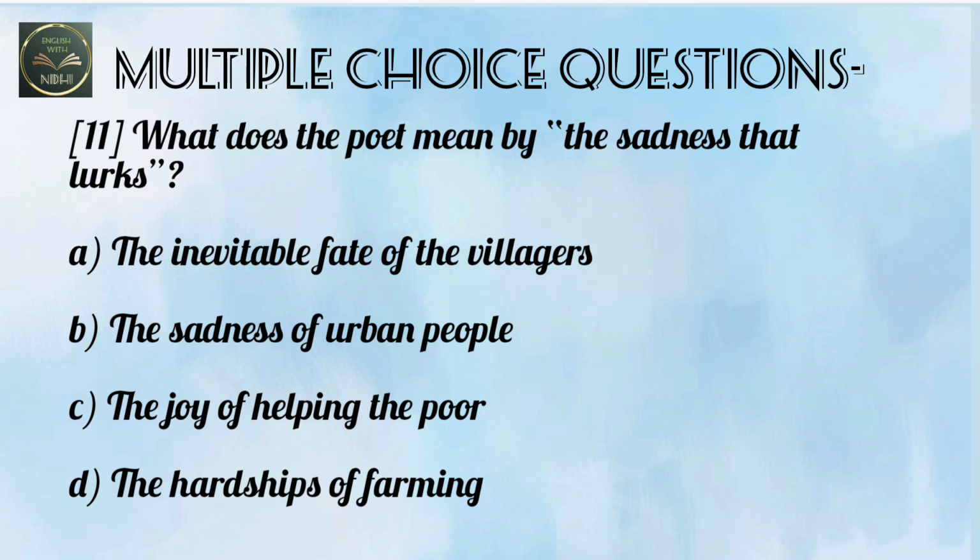Question number 11. What does the poet mean by "the sadness that lurks"? A. The inevitable fate of the villagers. B. The sadness of the urban people. C. The joy of helping the poor. Or D. The hardships of farming. And the correct answer is option number A. The inevitable fate of the villagers.